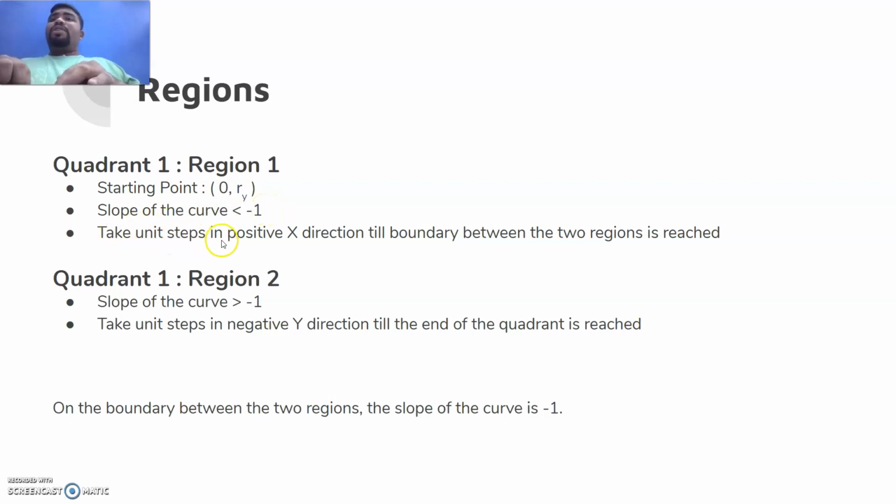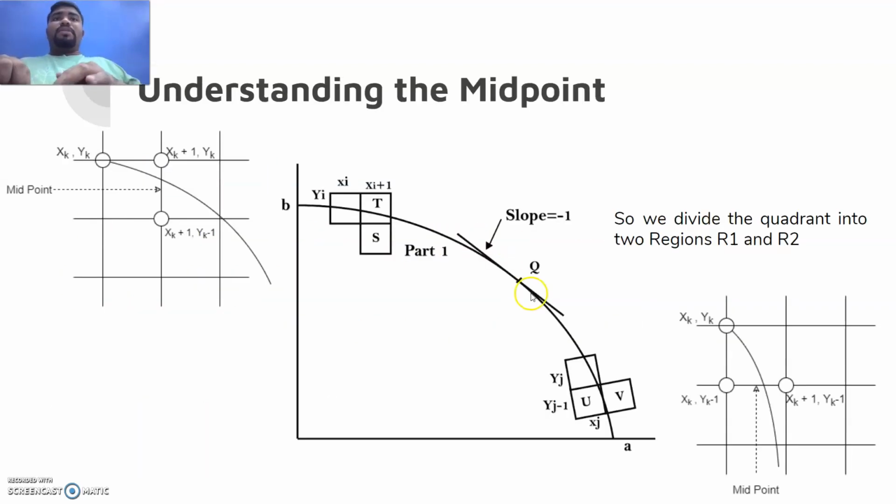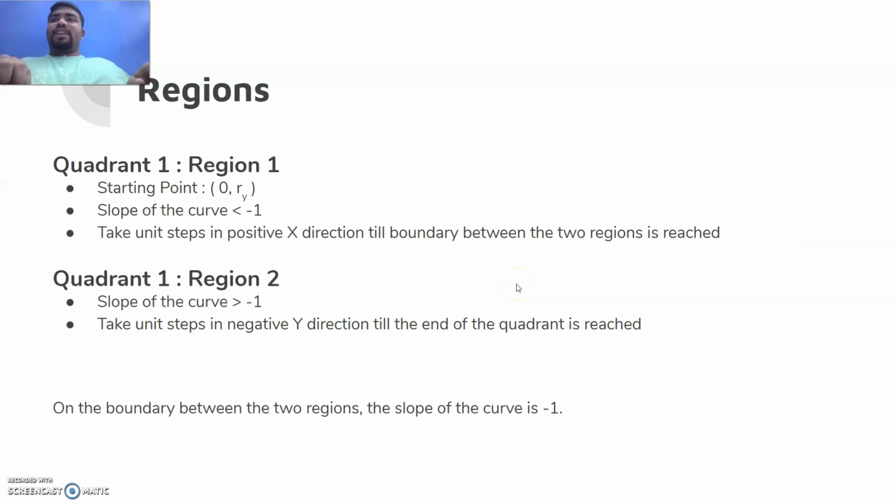Now we need to take unit steps in the positive x direction till the boundary between the two regions is reached. What is the boundary? The boundary region is this Q, wherein my slope is equal to -1. So as soon as we reach the slope equivalent to -1, or we reach a case wherein the slope is greater than -1, we need to stop. So let's understand how the slope equation works. We'll derive that also.